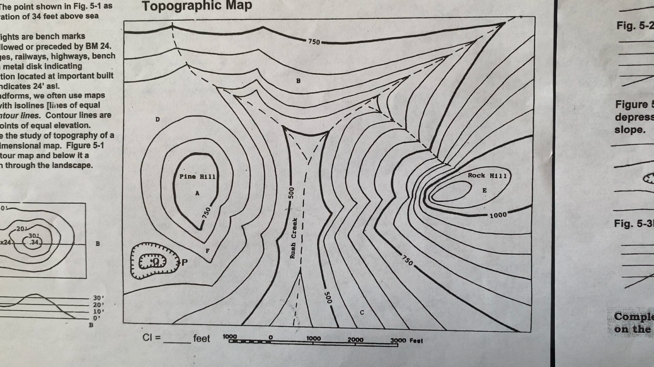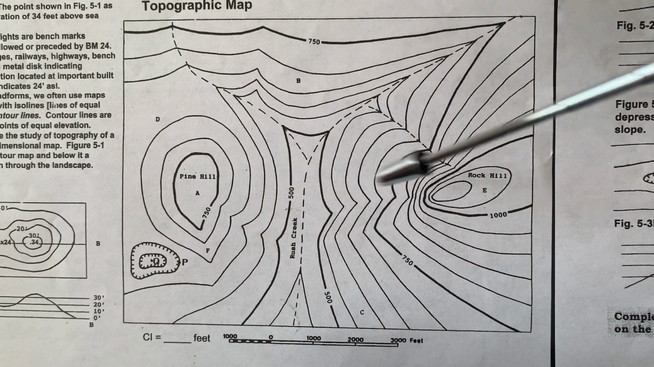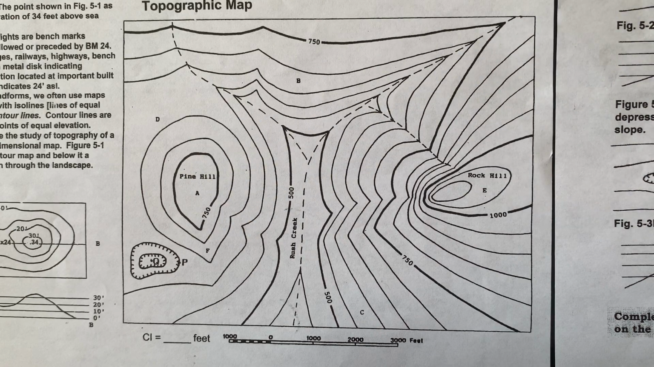So when we're going to higher or lower elevation, for each line we have to add or subtract the contour interval. For elevations between the lines, we have to add or subtract half a contour. Now let's see how many hills do we have. Remember the rules. The closed circles, there are 2 hills, Pine Hill and Rock Hill.